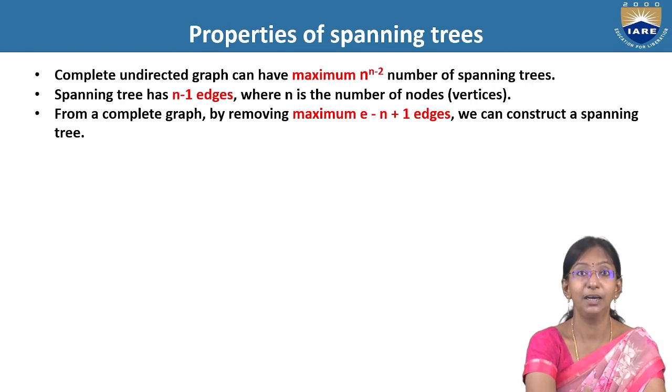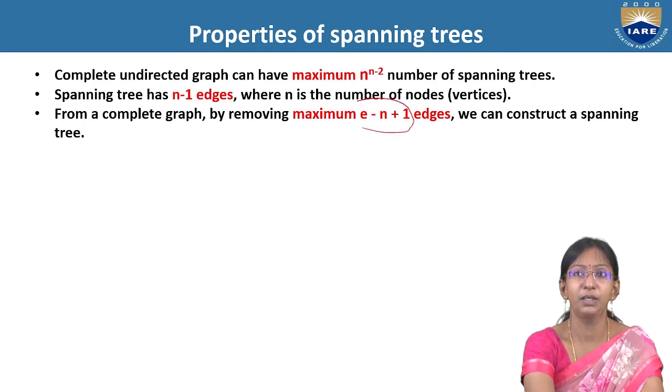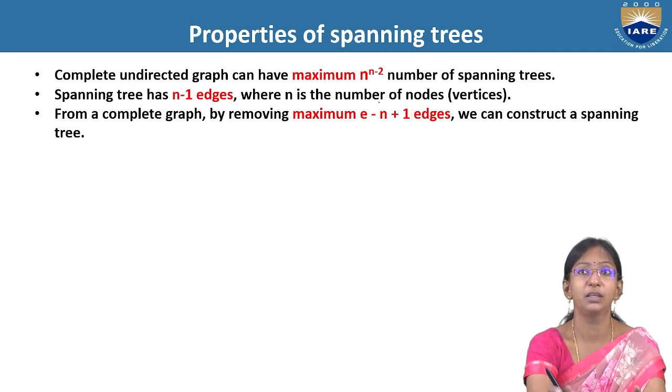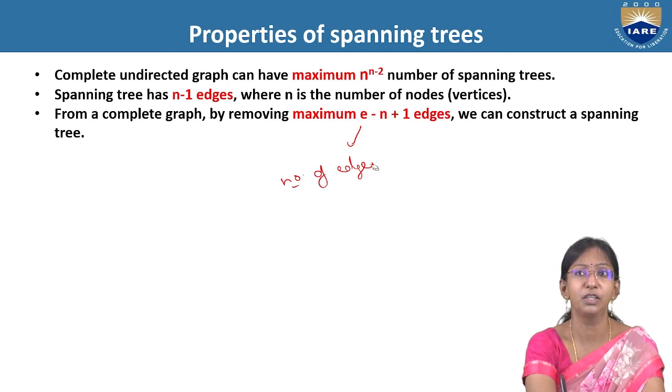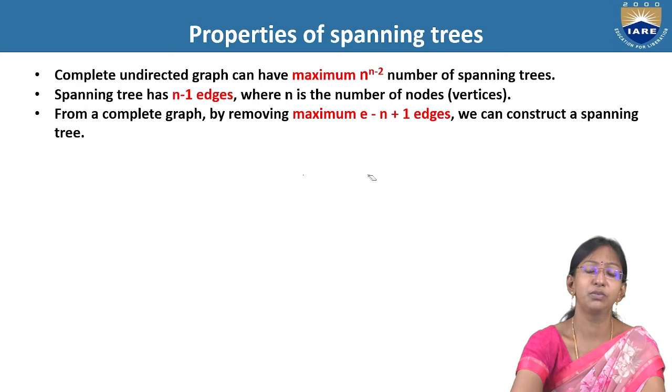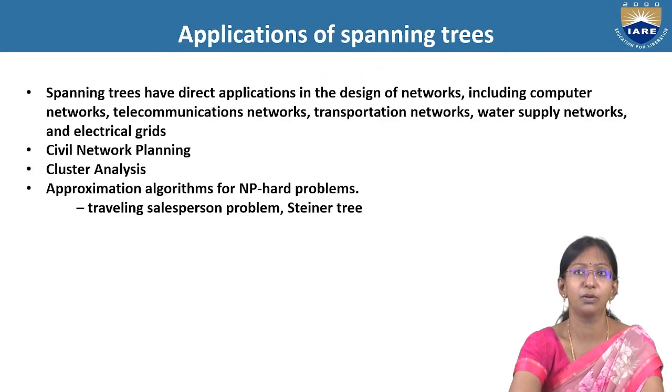From a complete graph, if we remove a maximum of e minus n plus 1 edges, we can construct a spanning tree. Then what is e over here? E is nothing but your number of edges. E is the number of edges. Please do remember these key points, guys, when you construct a spanning tree. In BITS also you get these types of questions a lot.